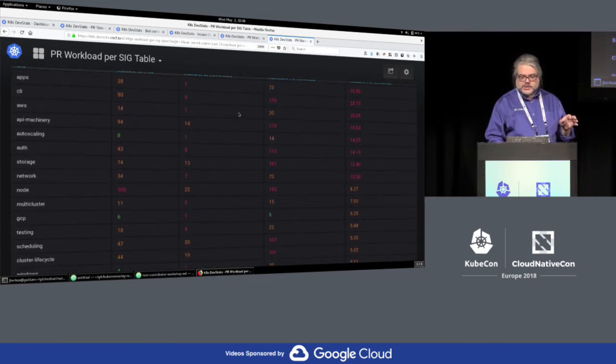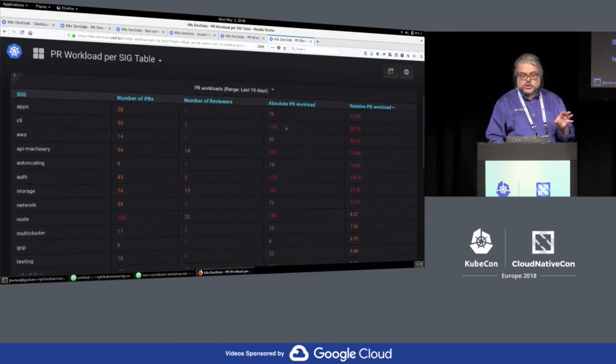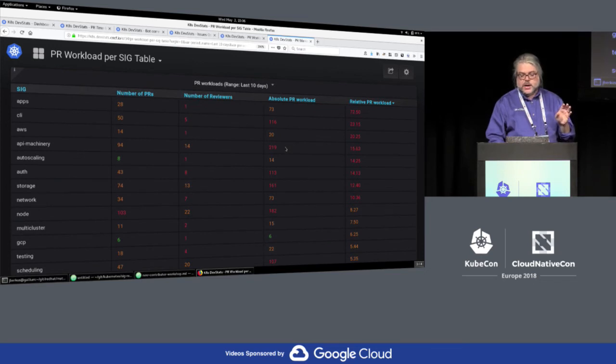So, for example, if I'm looking for what is potentially going to be a problem SIG in terms of workload for 1.11, one of the first things I'm going to look at here is API machinery. But also potentially SIG CLI, because even though they don't have as many PRs, they also don't have as many approvers.